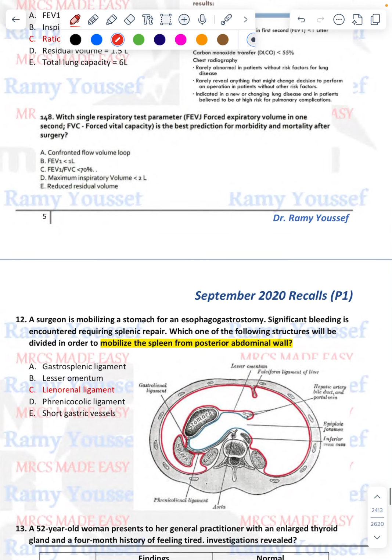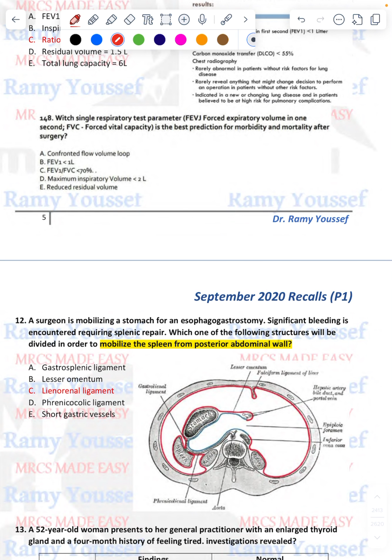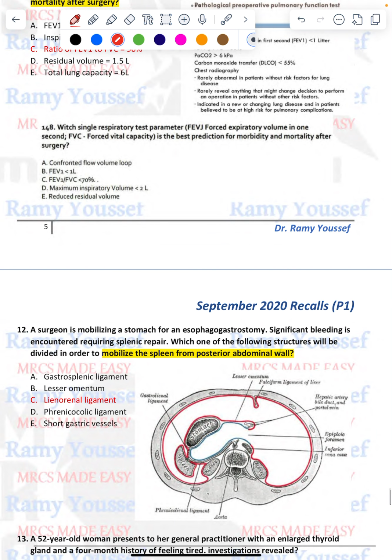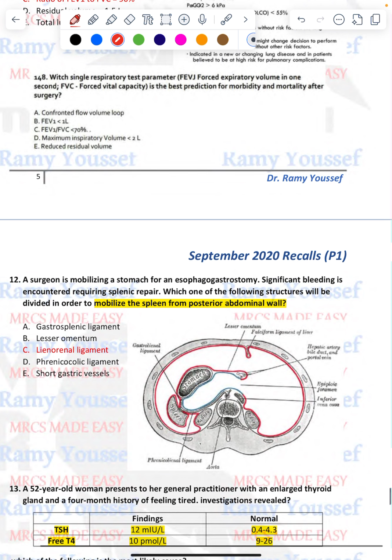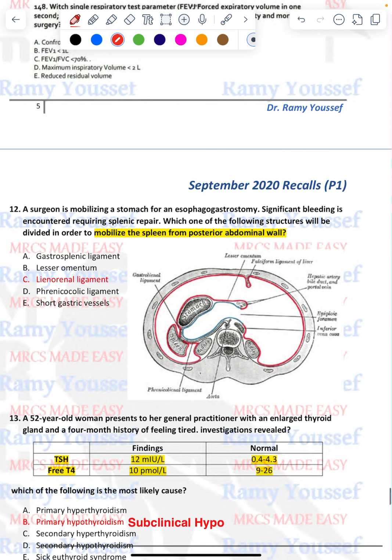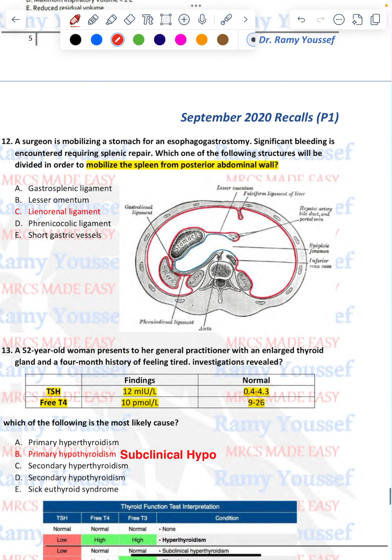A 52-year-old woman presents to her general practitioner with an enlarged thyroid gland and a 4-month history of feeling tired. Enlarged thyroid is there. Hypothyroidism. TSH is raised and T3 is also raised. Following likely, it has to be subclinical hypothyroidism.